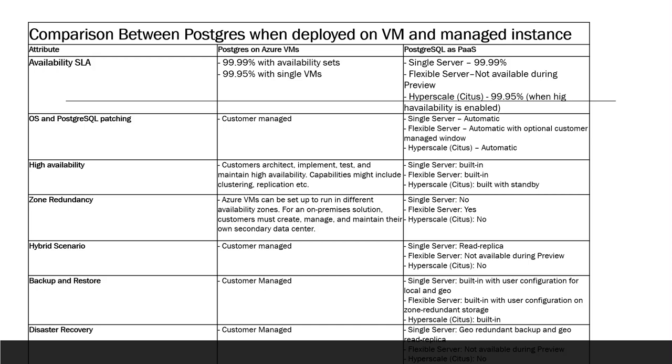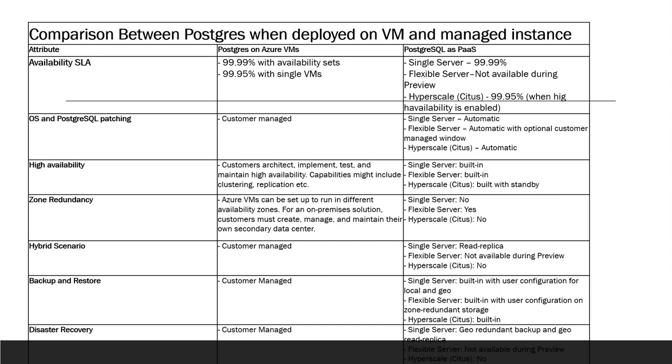When we talk about high availability in the case of Postgres on Azure VM, it is managed by the administrator. It may be your DBA or the other teams which are involved. But when we talk about high availability in the case of PaaS, in your single server or flexible server or Hyperscale, it is available built in.